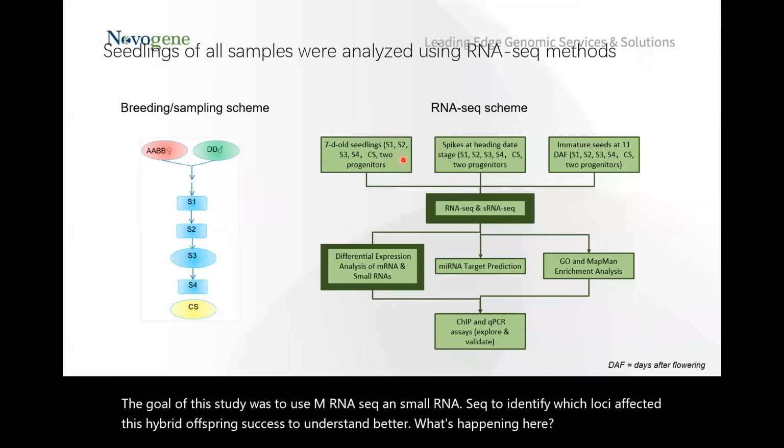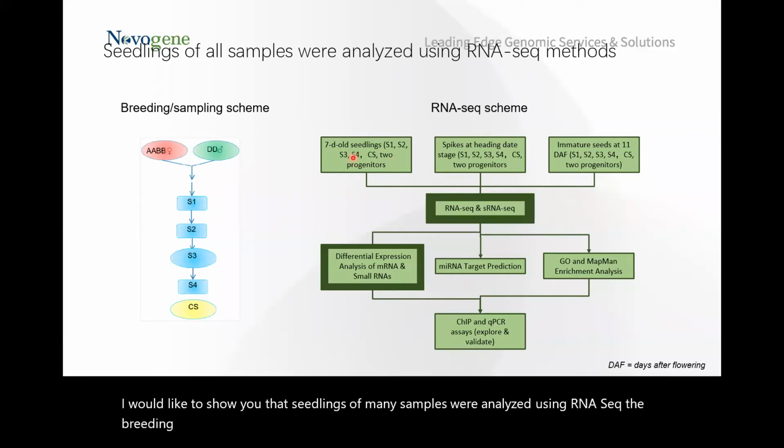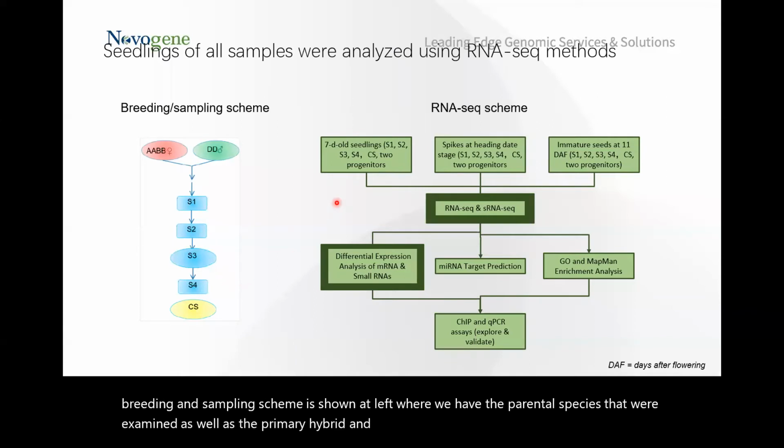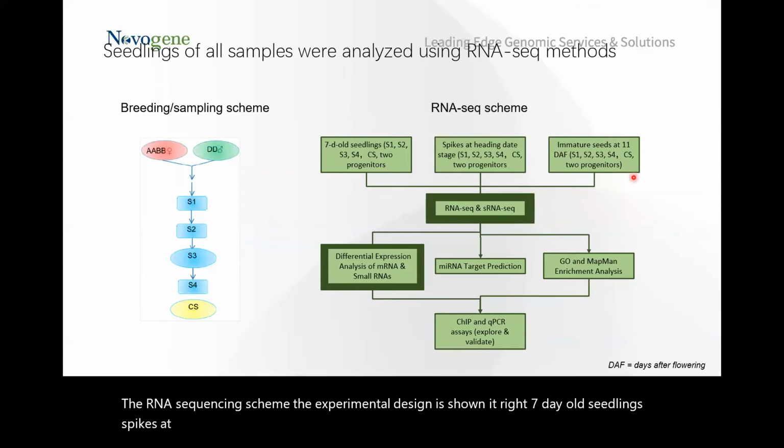I would like to show you that seedlings of many samples were analyzed using RNA-Seq. The breeding and sampling scheme is shown at left, where we have the parental species that were examined, as well as the primary hybrid and the interbred offspring. The RNA sequencing scheme, the experimental design, is shown at right: 7-day-old seedlings, spikes at the heading date, immature seeds.